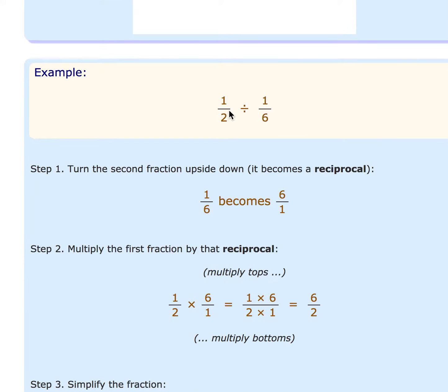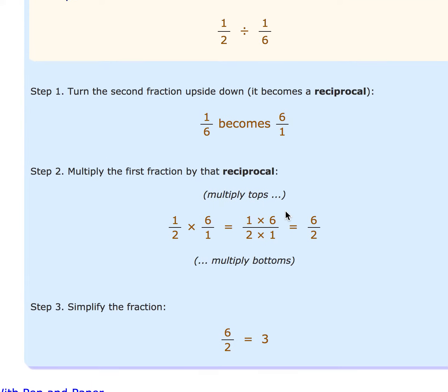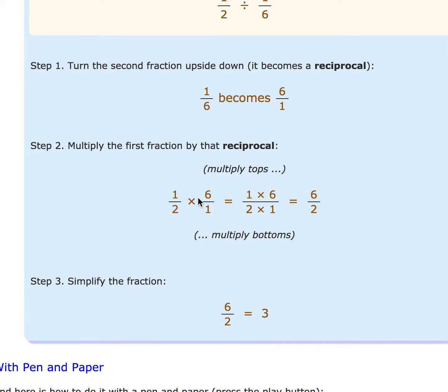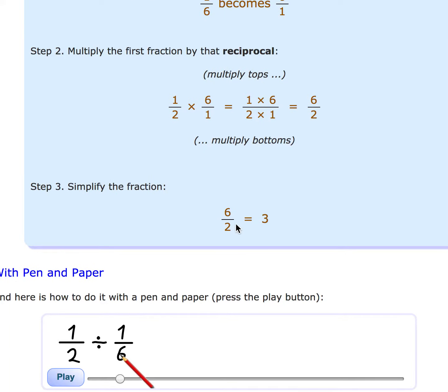Here's our example. 1/2 divided by 1/6. So you turn the second fraction upside down, so instead of being 1/6, it becomes 6 over 1. Then you multiply them, so 1 times 6 is 6, 2 times 1 is 2, so you get 6/2 or 6 halves, and then you simplify it. 6 halves is 3. 2 halves is 1, another 2 halves is 2, and the final 2 halves is another 1, 3.